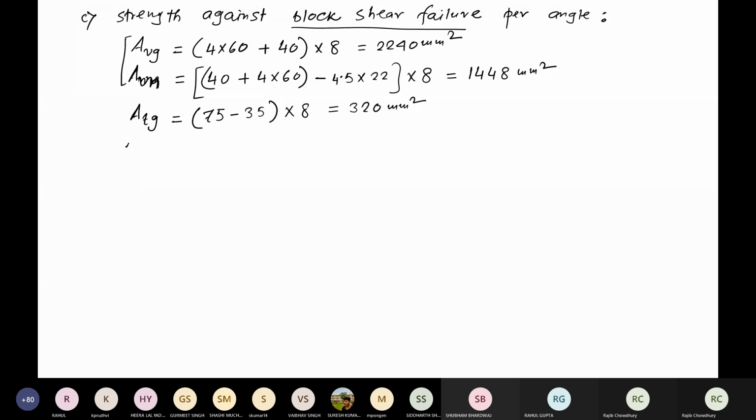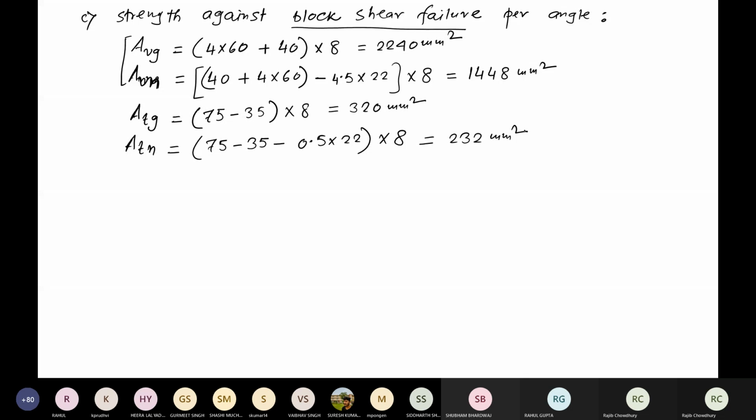And the net tensile area? 75 minus 35, then minus 22 by 2, 22 minus 0.5 multiplied by 22. So this becomes 232 mm square.